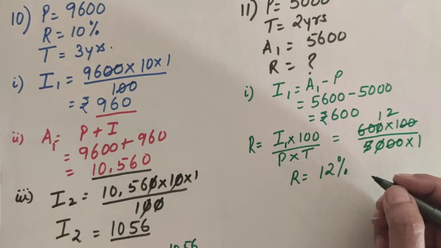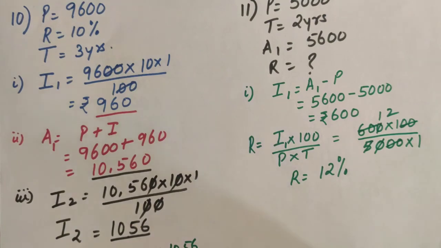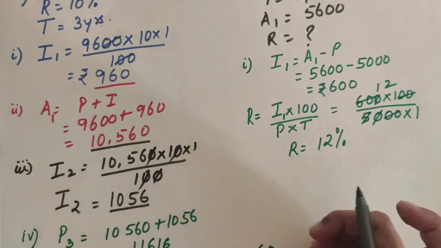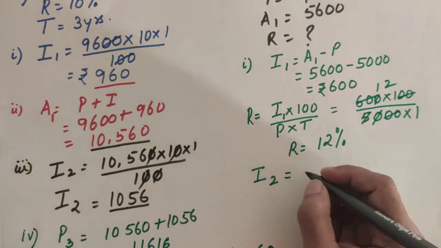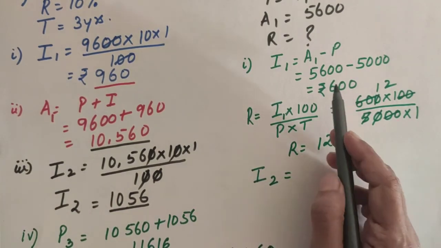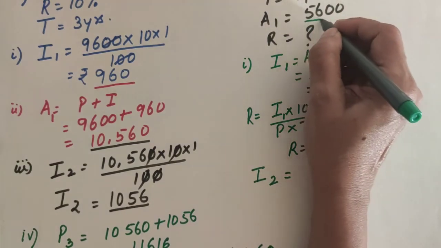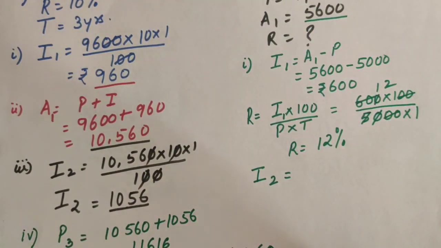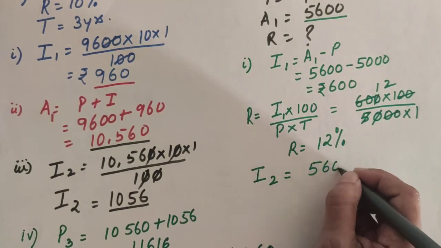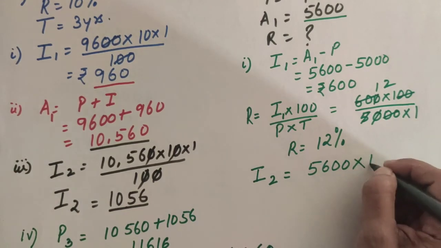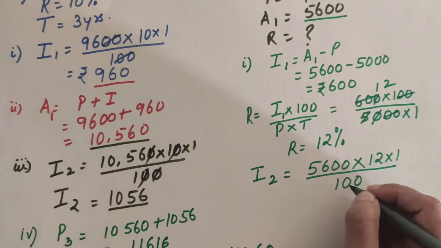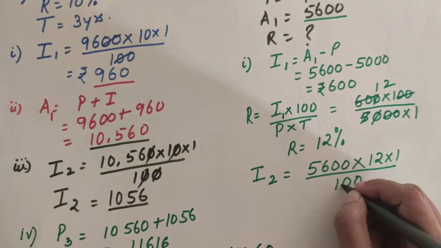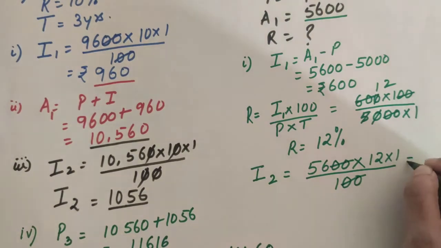Now the amount at the end of the second year. For that we need to find the interest for the second year. So the interest for the second year is again PRT. Which principal? You have to take 5,600, because that was the amount for the first year. So 5,600 into the rate we calculated, 12, into time 1 upon 100. So multiply, these get cancelled.